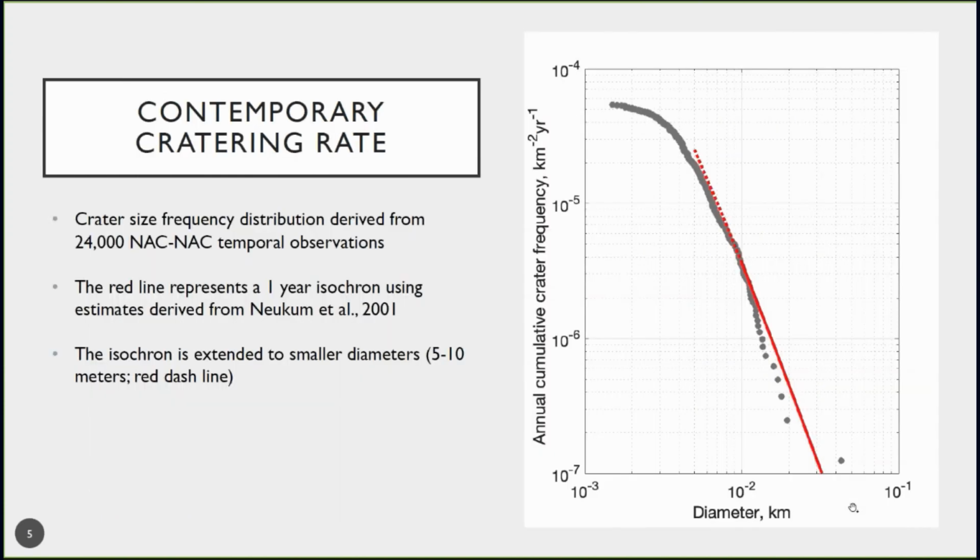Okay. So on the right-hand side, you can see what the crater production function looks like. This is derived from the 24,000 NAC temporal pairs. This plot is a little over a year old, so there's a few more craters that we've found with the NAC that aren't included here. But the red line is the one-year isochron estimated from the Neukum production function. And so you can see that we overall agree with it pretty well. We are still getting a steeper slope in the 10 to 20 meter range. And so we're still trying to investigate that. That's still a work in progress. And as the mission goes on, we'll be able to refine that further.